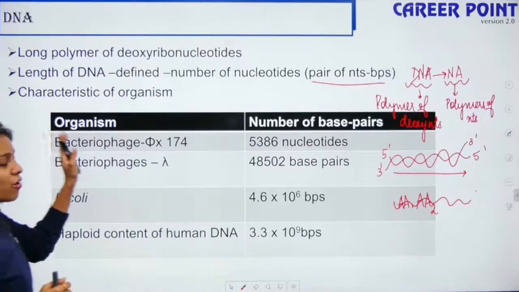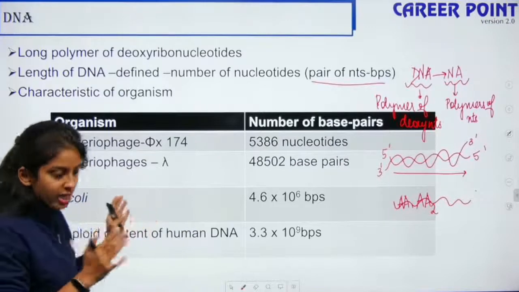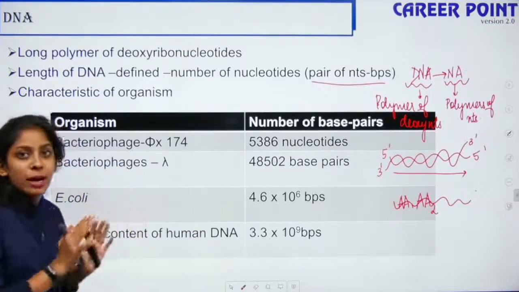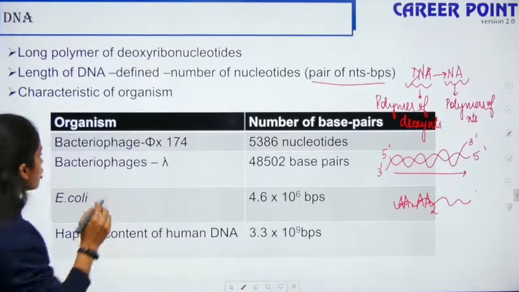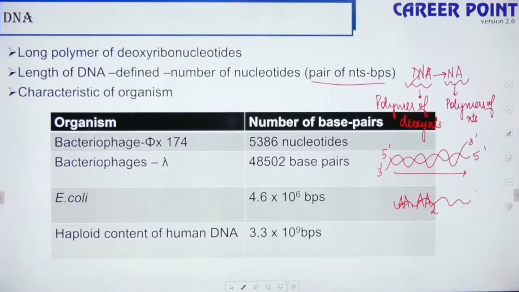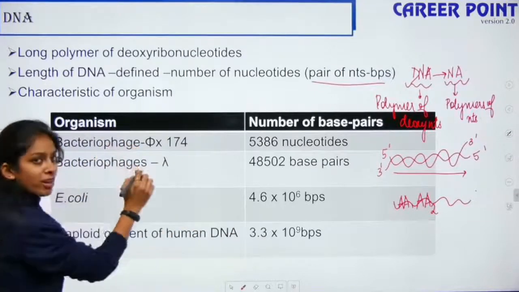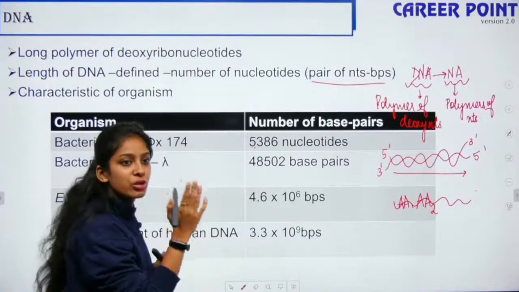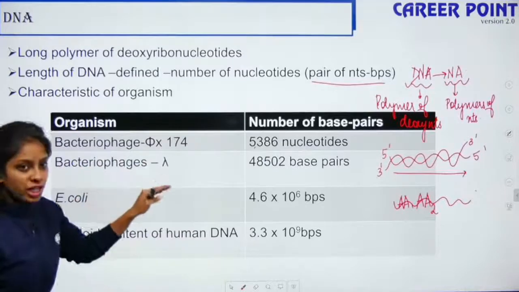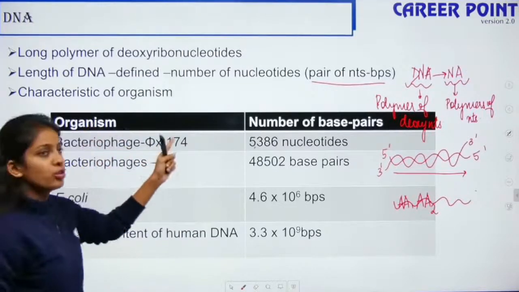Okay, fine. So now these are examples. These are given in your NCERT in terms of lines and paragraphs. So I have tabulated it, so it's nothing new. Okay, so here we go. First, it's bacteriophage. A bacteriophage is a virus that infects bacteria, right? This talks about the number of base pairs. So this bacteriophage has 5,386 nucleotides only.